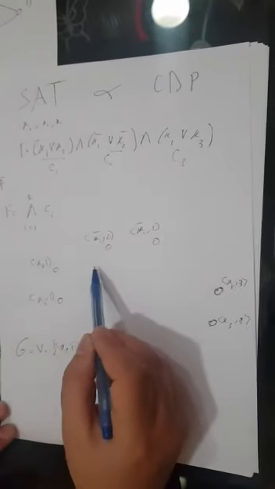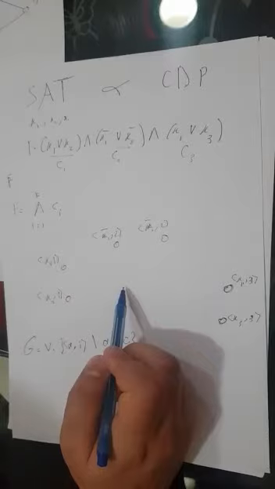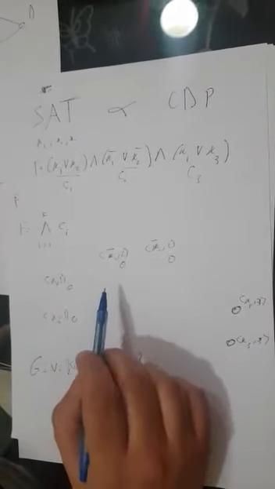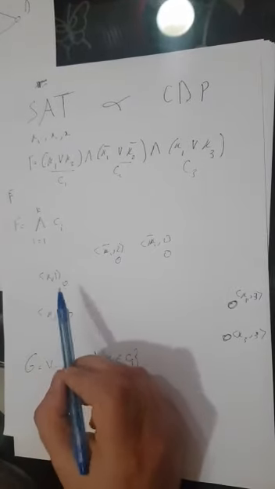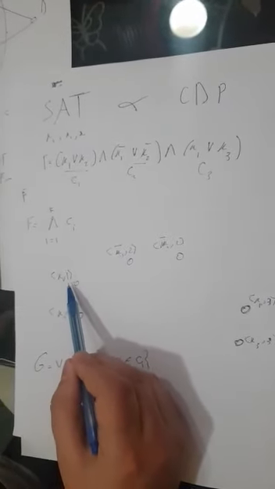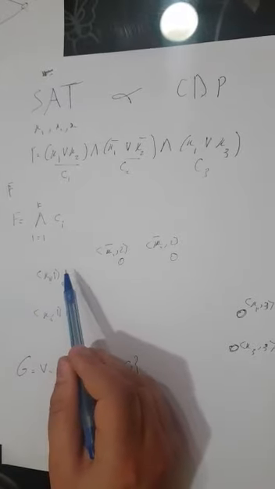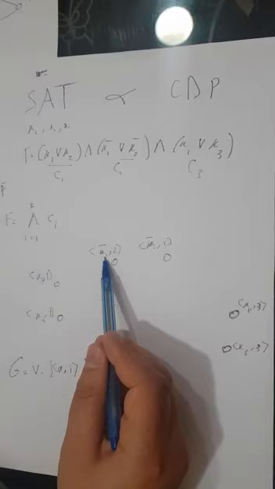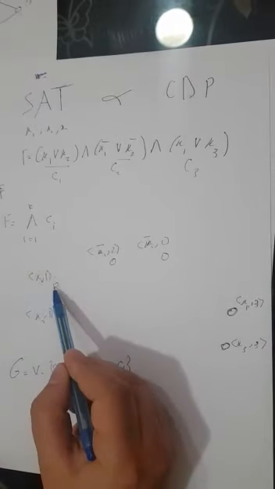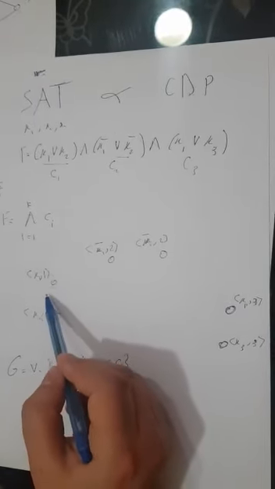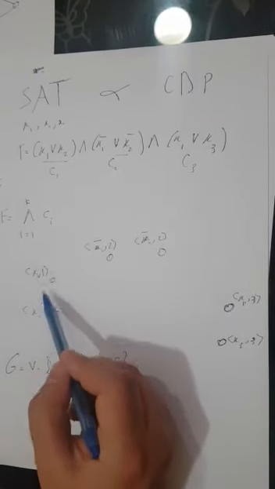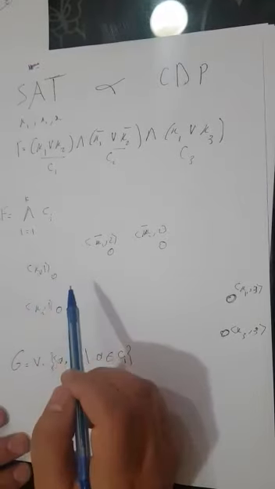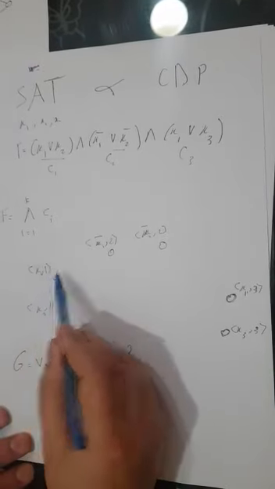Now we will connect the vertices with each other. Before making the edges between the vertices, we must know two rules. The first rule, we cannot connect x1 with its negation. This means that we cannot connect x1 with x1'. The second rule, we cannot connect two vertices belonging to the same clause. This means that we cannot connect x1 with x2. So according to the rules I said, we cannot connect this.